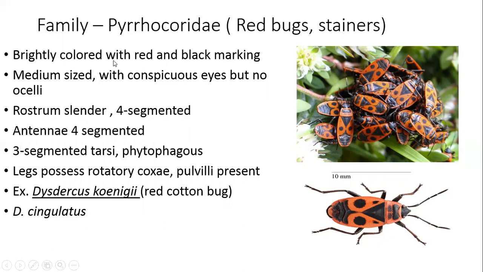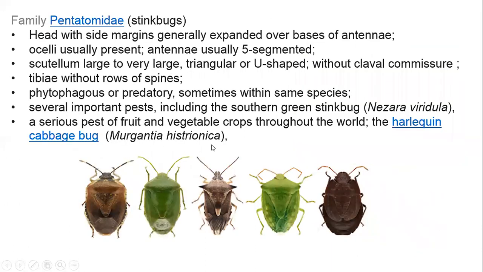Brightly colored, with red and black marking, medium size with conspicuous eyes but no ocelli. Rostrum slender, four segmented, antennae four segmented, three segmented tarsi, phytophagous, legs possess rotatory coxae, pulvilli present. Example, Dysdercus cingulatus, the red cotton bug, while Dysdercus singulatus is also an example of this family.